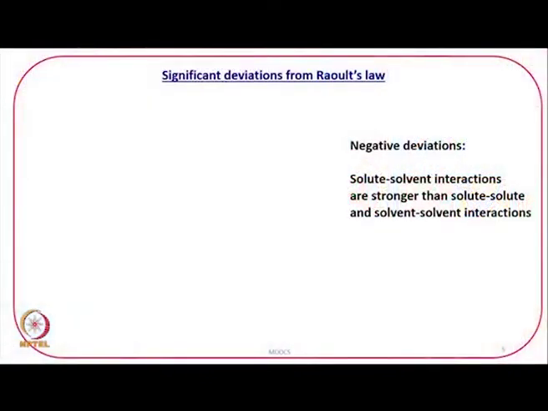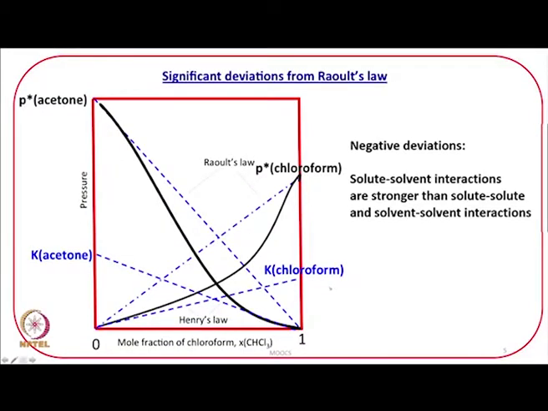Now, when the solute-solvent interactions are more, that means the molecules would like to stick to each other, will like to get bonded to each other, will not have easier tendency to escape, and therefore, the vapor pressure will be low. And that is what is commented over here. If the solute-solvent interactions are stronger than solute-solute and solvent-solvent interactions, then negative deviations are observed. This should be read as solvent-solvent interactions. And this is what is seen over here.